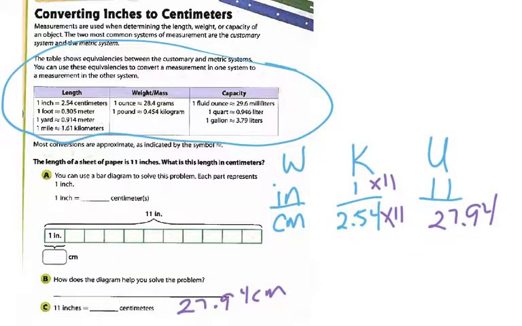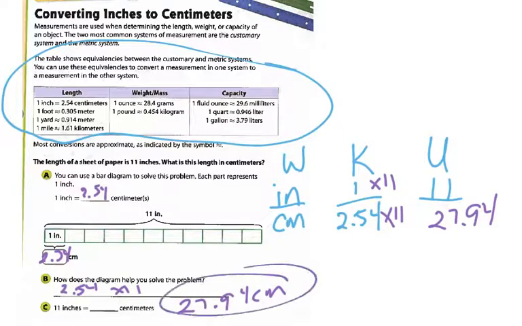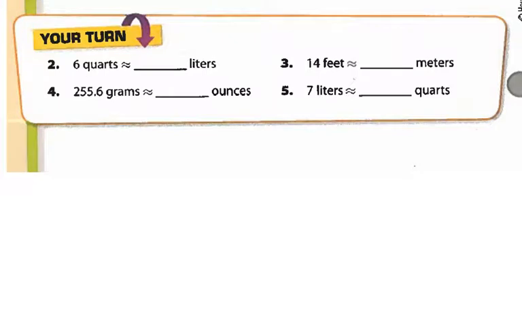Okay. If I was going to fill in this tape diagram, 1 inch is equal to 2.54 centimeters. So this would be 2.54. And then there's 11 of those. So that's times 11, 2.54 times 11 is how we got it, 27.9400 centimeters. Same thing for these types of conversions.